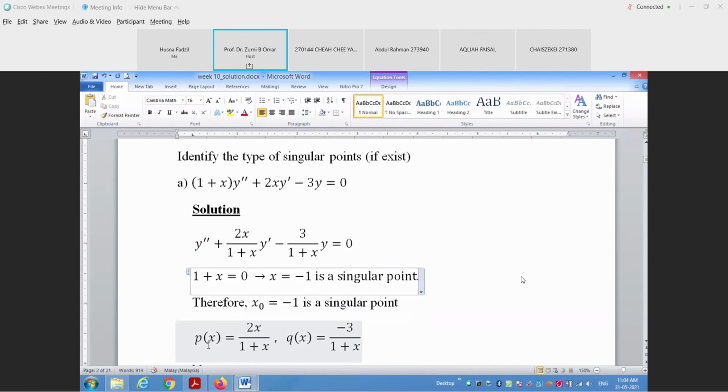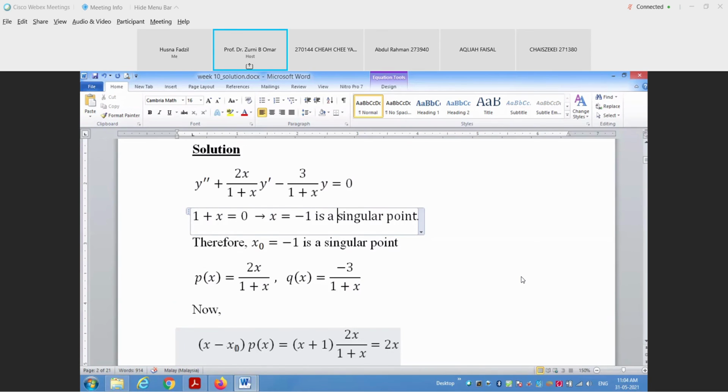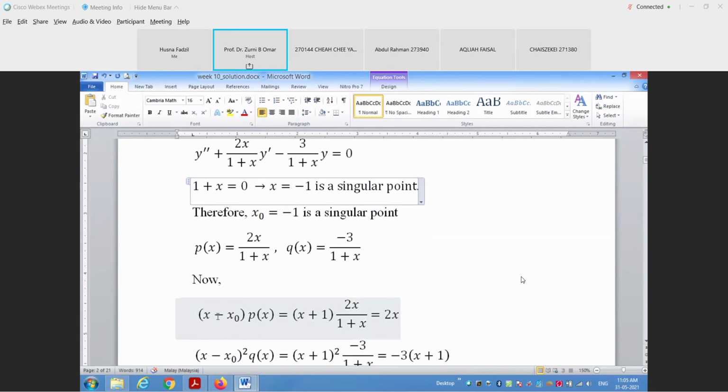Okay, so to do that, first we need to construct this function: x minus x naught times p(x). Now x naught is equal to minus 1, so x minus x naught will be x minus minus 1, so we get x plus 1. x plus 1 times p(x), where p(x) equals 2x over 1 plus x.